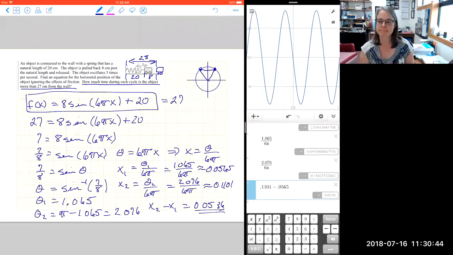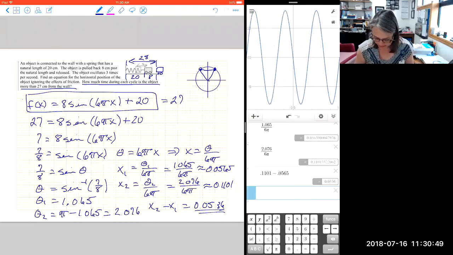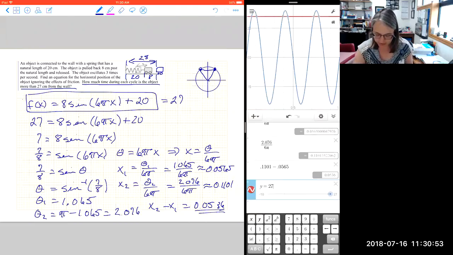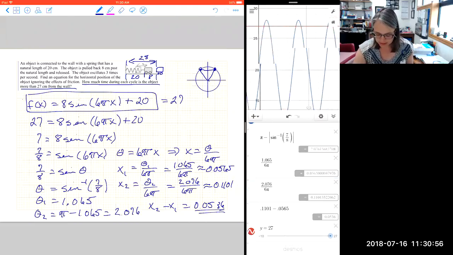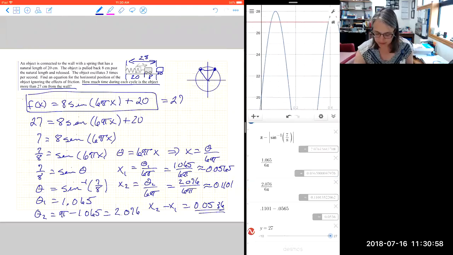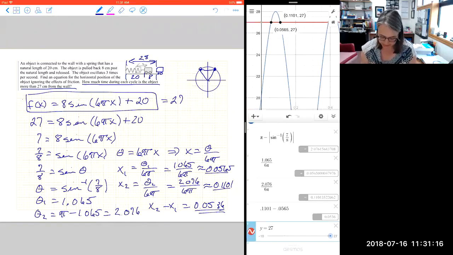Okay? Now, we can check our work on Desmos fairly easily by just adding this line y equals 27 to my graph. And notice here, Desmos will give me the coordinates of my intersection point. And it gives it to me as 0.0565 for the first one, and 0.1101 for the second one.